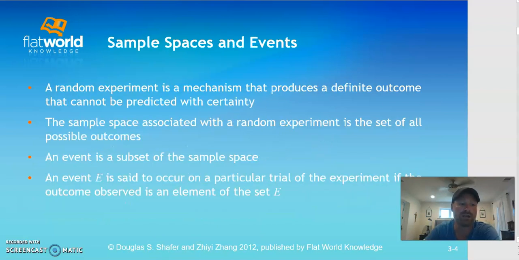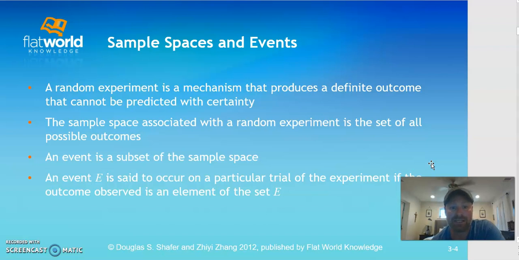So first thing we want to talk about is sample spaces and events. A random experiment is a mechanism or a tool that we use that will help us to produce a definite outcome that cannot be predicted with certainty. Okay, so there's something key in there. We cannot predict it with certainty, but it allows us to produce an outcome. Okay, this is a random experiment.